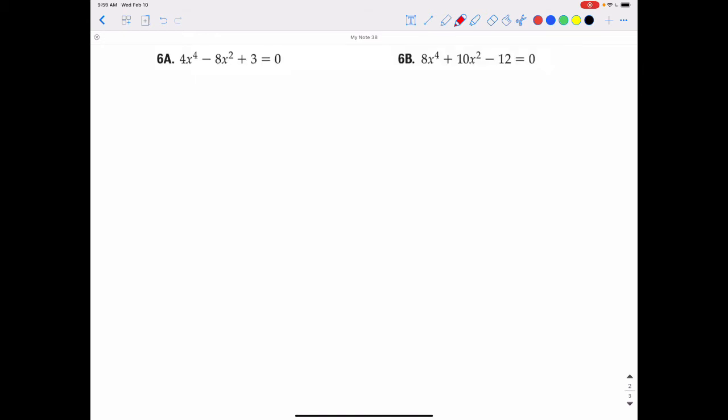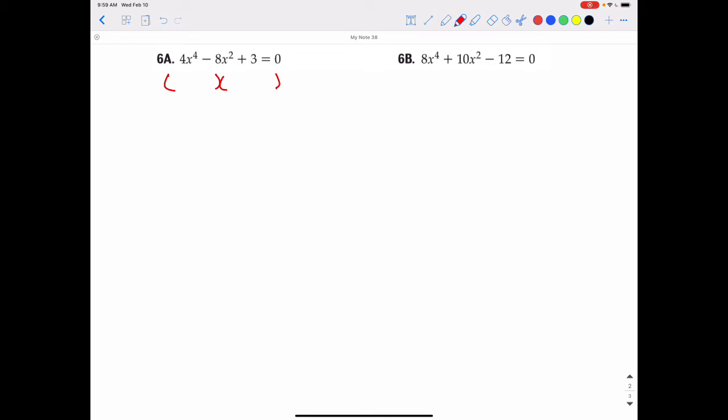4x to the fourth minus 8x squared plus 3 equal to 0. This one is ready to be factored because it is already set equal to 0. And we can't do a distributive property factoring because nothing goes into 4, 8, or positive 3. So we can't do a distributive property factoring.